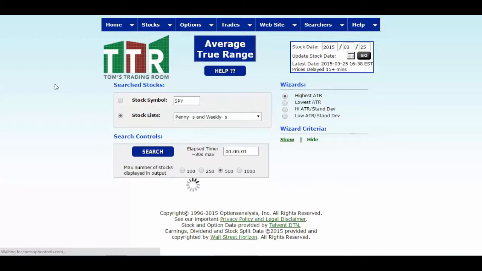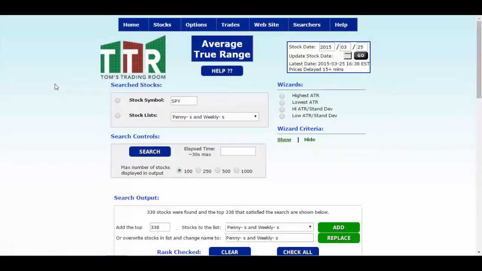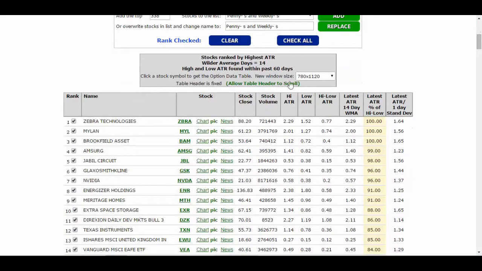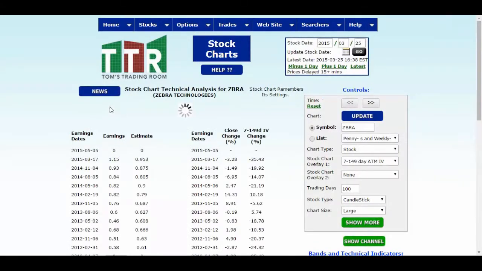When the list populates, it's going to rank these by the highest or the latest ATR as a percentage of the high-low range. And we want it as the highest percentage as possible. And you'll see that there's a few that are 100% or at the very top of their ATR. Zebra Technologies, let's go ahead and click on the chart button. You'll bring up a page that shows the chart.